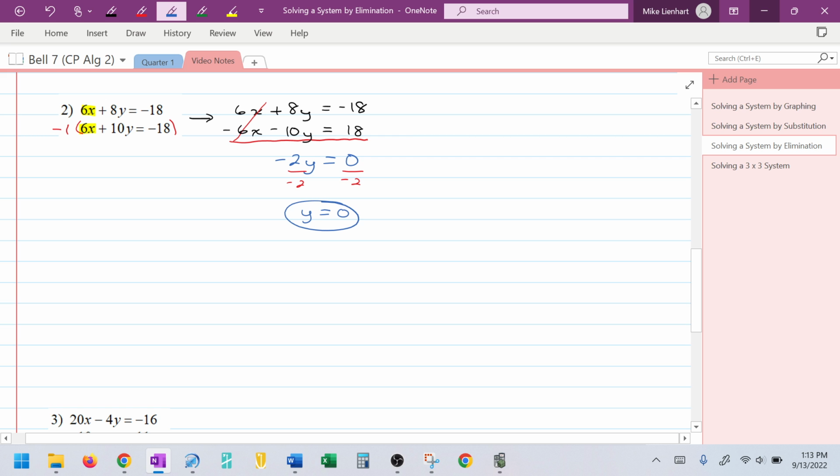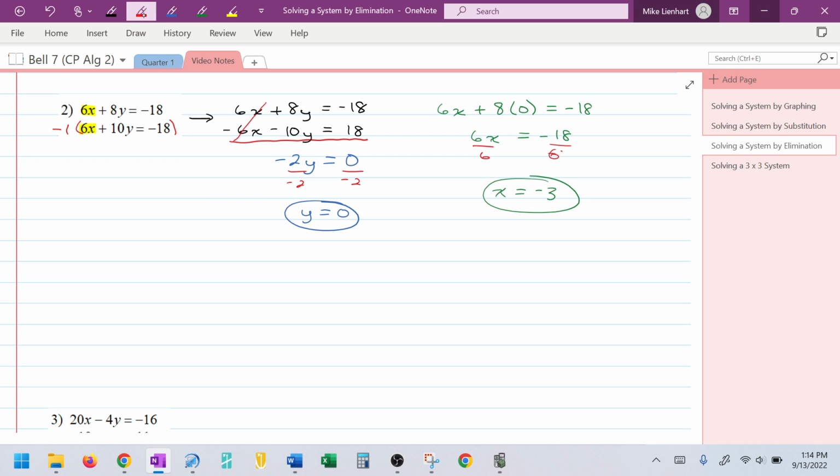I take that 0, I go back to one of my original equations. For this one, I'm going to go back to the top one. I have 6x plus 8y, but I'm going to put a 0 in there for y, equals negative 18. This leaves me with 6x, 8 times 0 is 0, so 6x equals negative 18. I'm going to divide to solve. Divide by 6 there. And I get x is equal to negative 3.